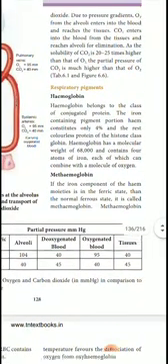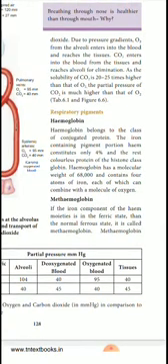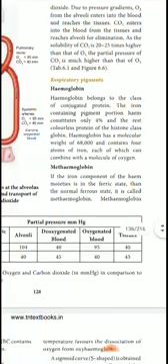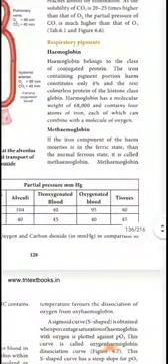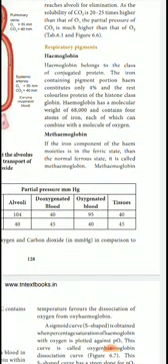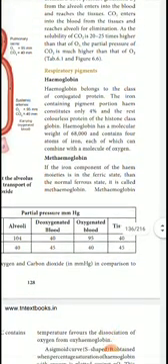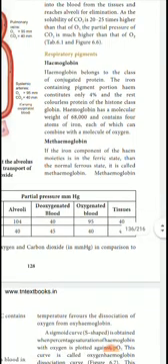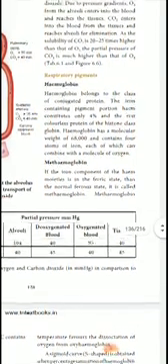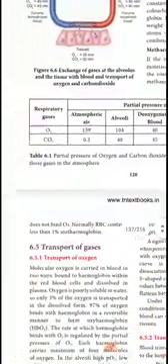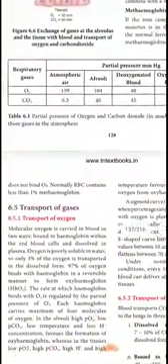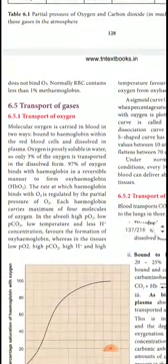Hemoglobin has a molecular weight of 68,000 Daltons, and contains 4 atoms of iron, each of which can combine with a molecule of oxygen. Hemoglobin has the red color. Next, methemoglobin. If the iron component of the heme is in the ferric state instead of the normal ferrous state, it is called methemoglobin. Methemoglobin does not bind to oxygen. Normally, RBCs contain less than 1% methemoglobin.